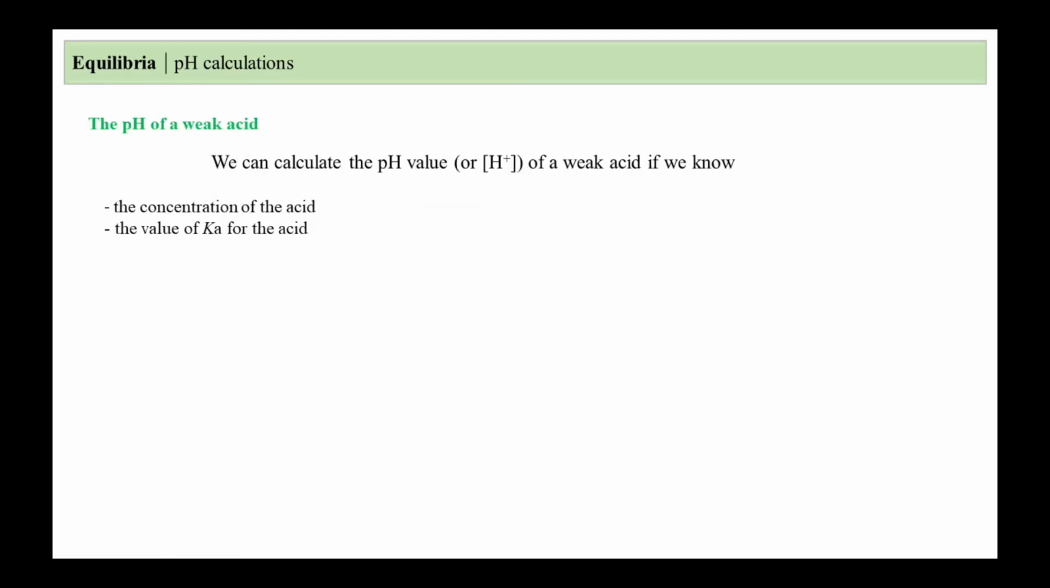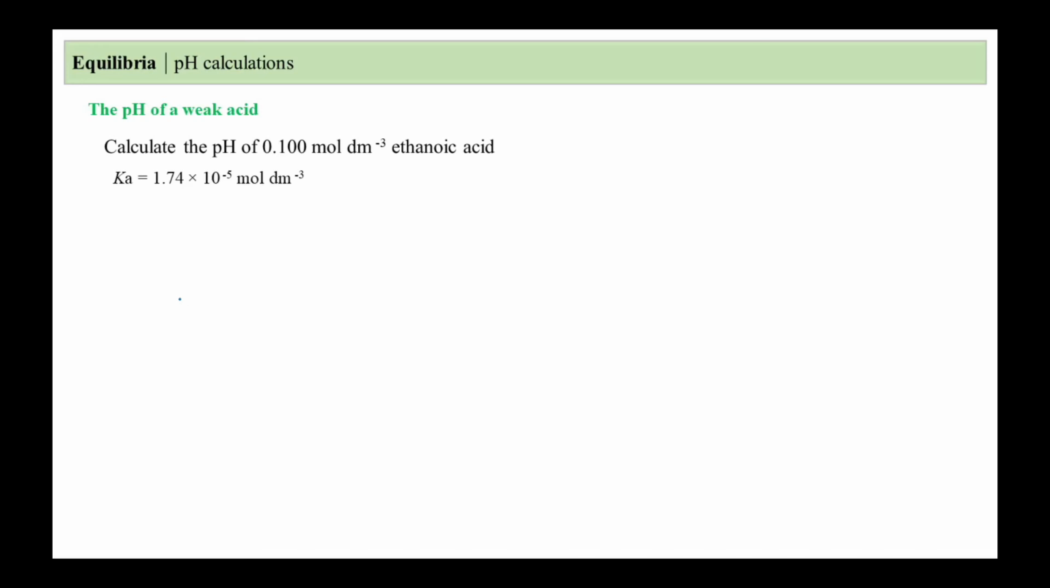So for the calculation of the pH of a weak acid, we can do this by calculating the value of H plus ions. And to do that, we need to know the concentration of the acid and the value of Ka for the acid. In this worked example, the question is: calculate the pH of 0.1 mole per decimeter cube ethanoic acid, given the value of its Ka. Ethanoic acid contains two carbons, so its formula will be written as so. We have COOH, this is the carboxylic acid function, and we'll be adding carbon atoms.